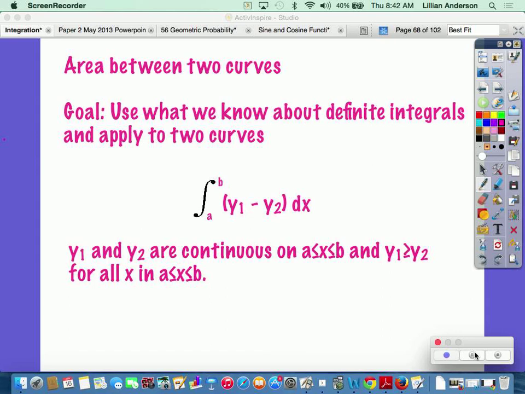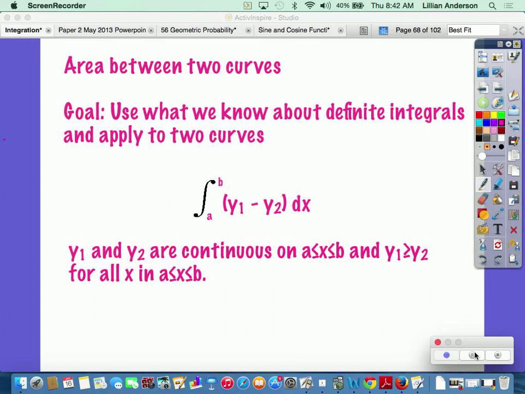So, the area between two curves. Basically, so far when we've been doing area, we were doing the area beneath the curve, between the curve and the x-axis, right? That's when you were doing the definite integral. You were doing it between the curve and the x-axis. Well, now you're going to be able to find the area between two curves.